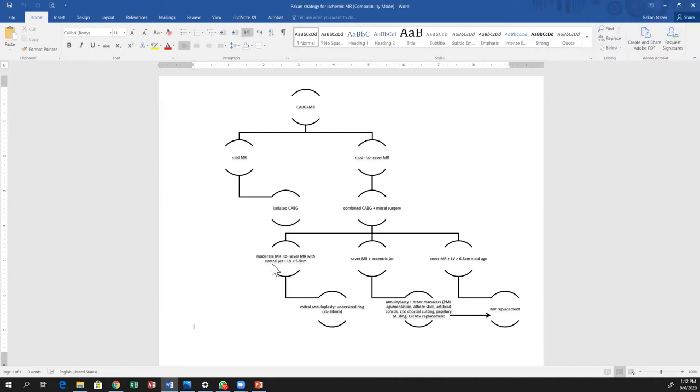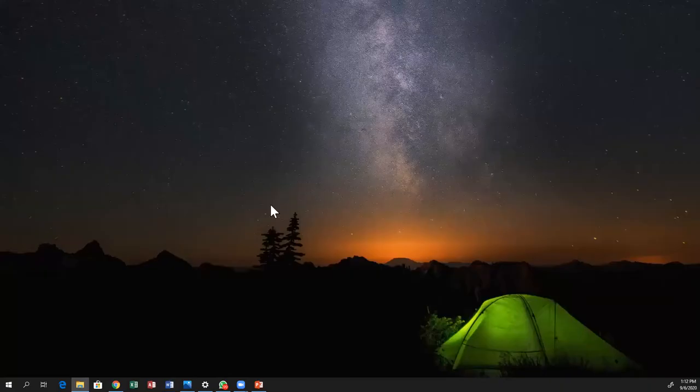Inshallah. Dr. Rakan, so you will not consider the LAD and circumflex target if it's good or not, or you can revascularize or not, or any space between the papillary muscles, or any degree of LV dysfunction to differentiate between repair and replacement?